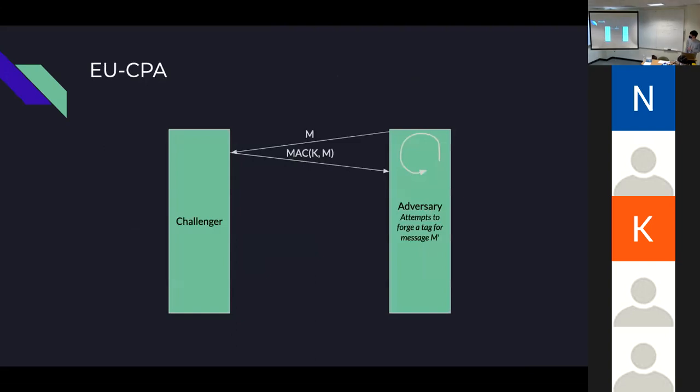So this security definition is a lot simpler than IND-CPA, despite the similarities in name. You see, again, we have this challenger who has some secret key, and we have an adversary. And really, the only thing the adversary is doing is: here's a message, I'll get back its MAC.